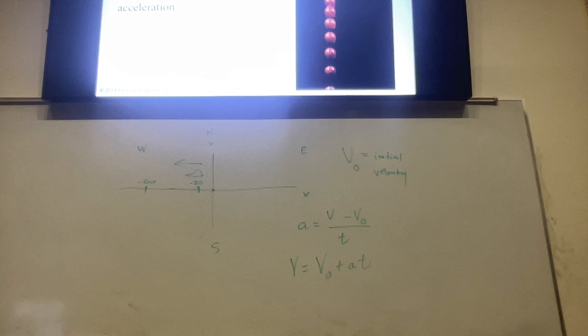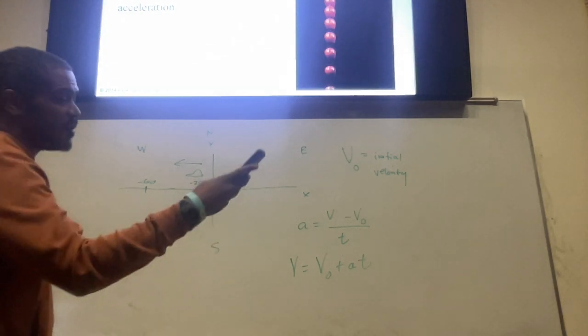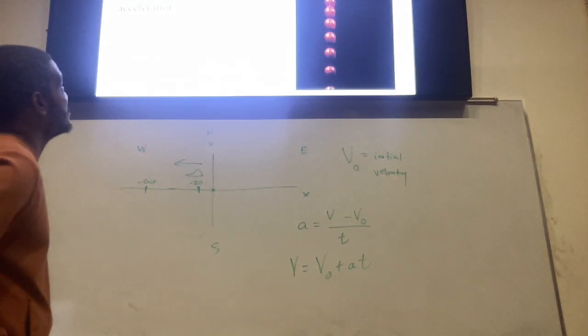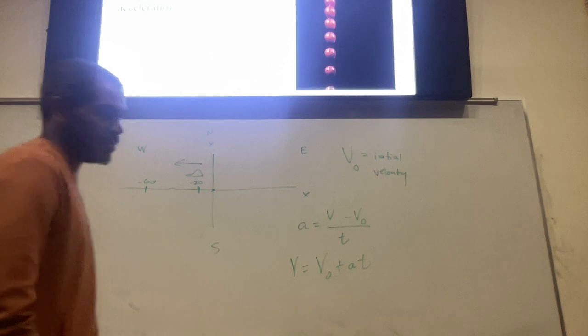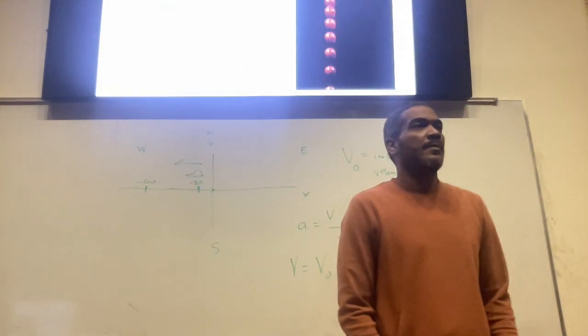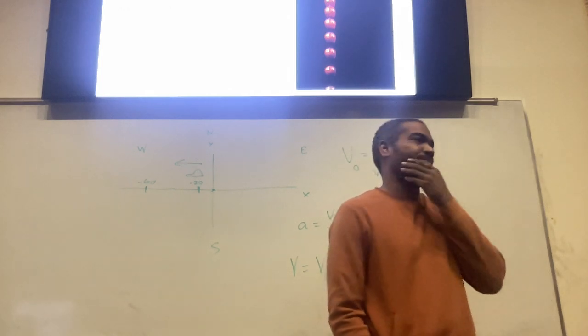So, free fall. We've been talking about free-falling objects, right? Near the surface of the earth, all objects experience approximately the same acceleration due to gravity. So what does that mean? All objects experience the same acceleration due to gravity.